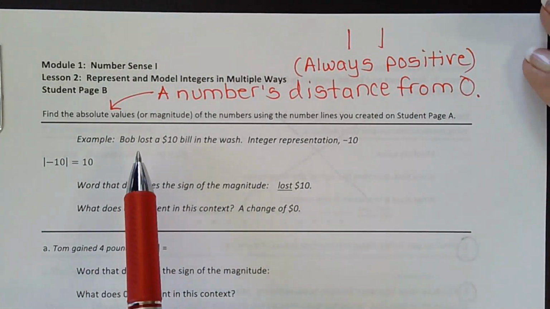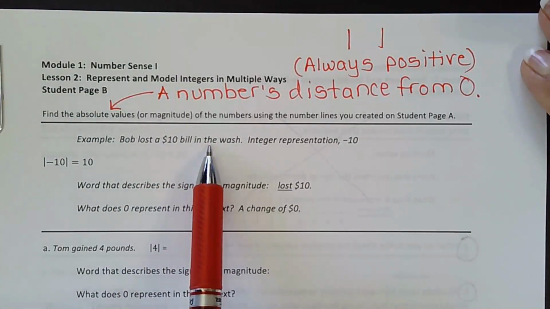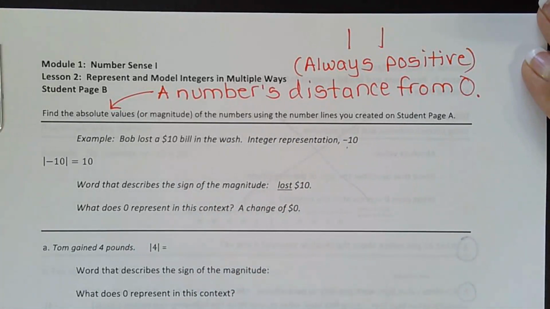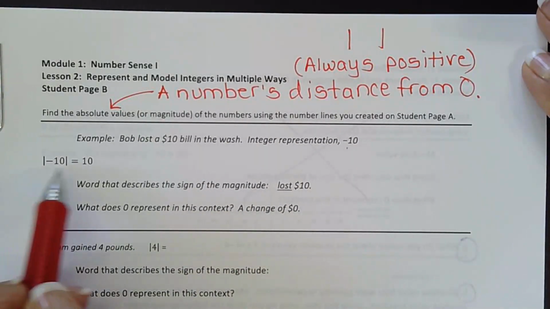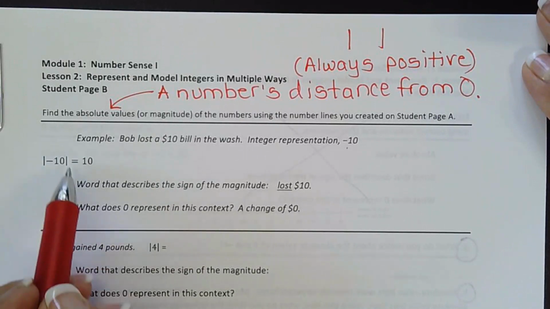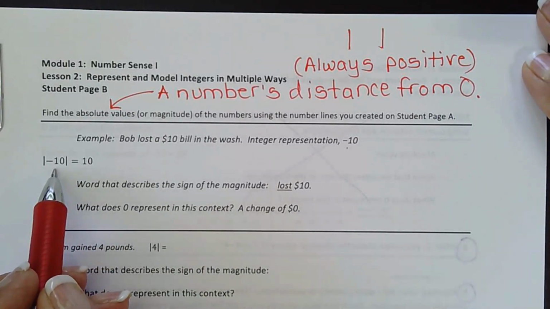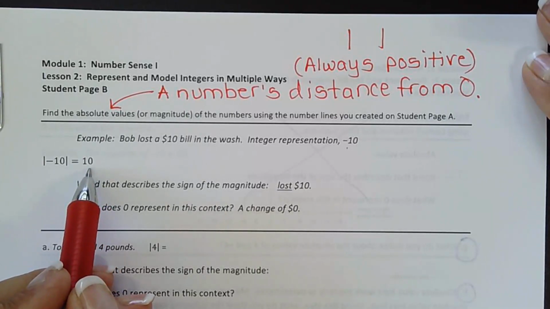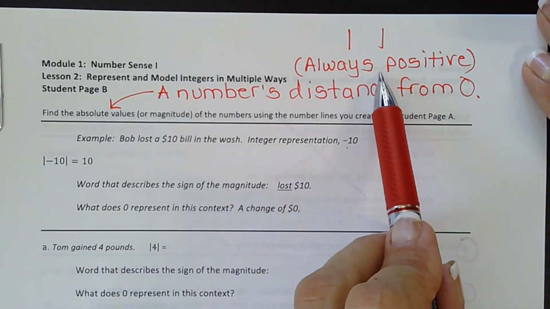So here we had Bob lost a $10 bill from the other page, and that would be interpreted as -10, because he's $10 poorer than he was before, or he has $10 less than he had before. So those are words that would mean the negative. To do the absolute value of -10, we put the bars on either side. And how many units is -10 from 0? 10. So this is its distance from 0, and like I said, it will always be positive.